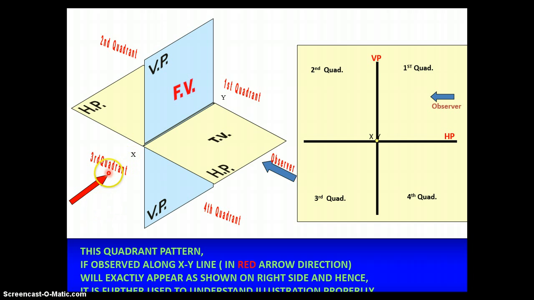This is the view that we are obtaining from this red arrow direction: first quadrant, second quadrant, third quadrant, fourth quadrant. Assume that point A is in the first quadrant, which is above the HP and in front of VP, that is 15 mm above the HP and 15 mm in front of VP.